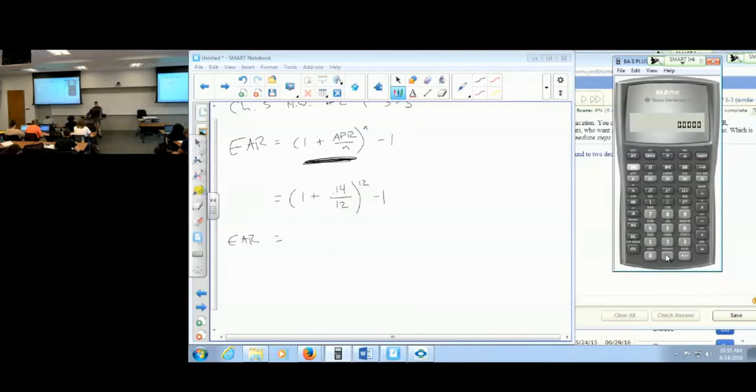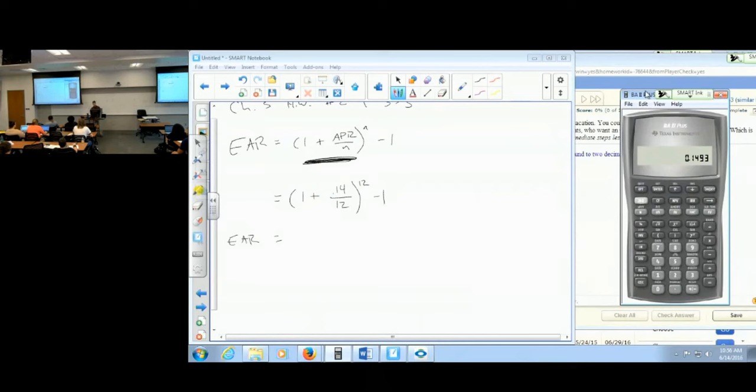All right, so plugging that in. We want to be really careful with the order of operations here. You can type it in exactly as you have it written. You can work it in chunks, however you're comfortable doing it. We'll just type it in like it's written. So open parentheses, 1 plus 0.14 divided by 12, close parentheses. And it does the division first and the addition like it's supposed to. And then y to the x, raised to the 12th power, equals. And 2 decimal places, so we're good there.